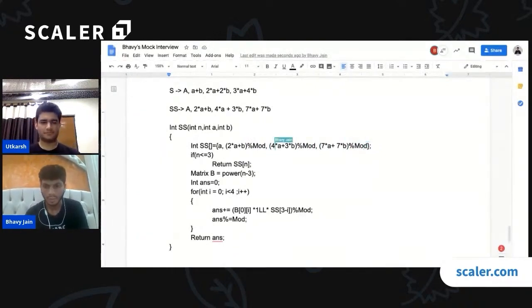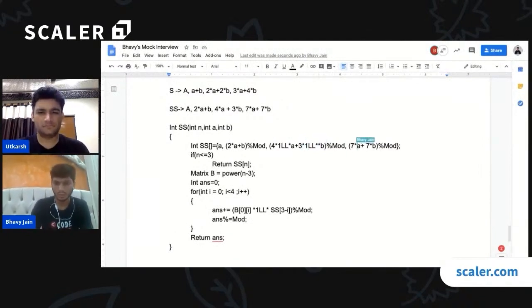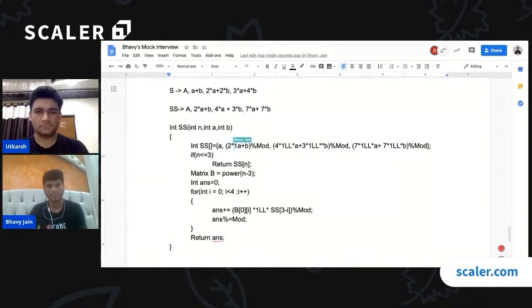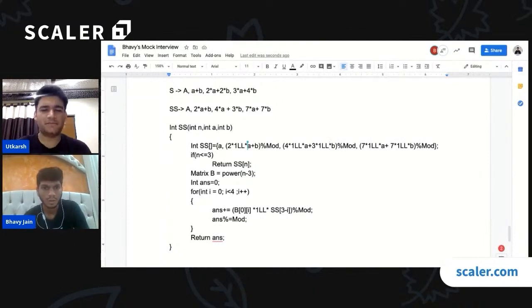And so we may have to include 1LL here as well, because the limit of int is 2 into 10 raised to 9, something about that. So this may cause overflow here. 1LL here as well. Yeah. One typo, I can correct this part. Okay, one question. Is it necessary to write 1LL, or can we just write 2LL and 4LL? Yeah, we can write that.